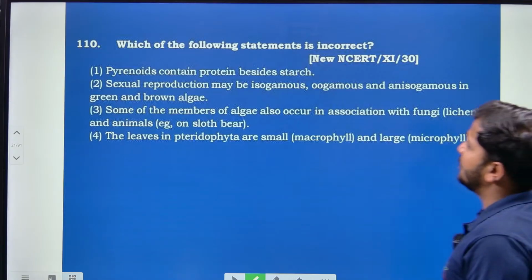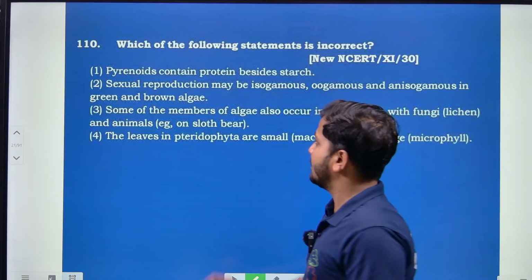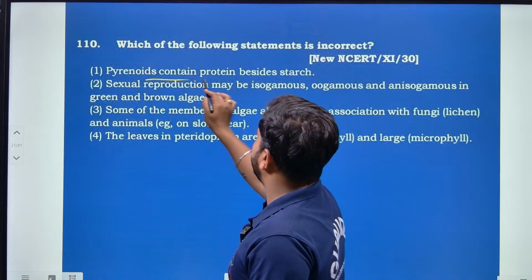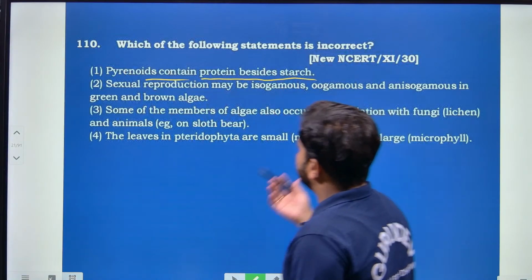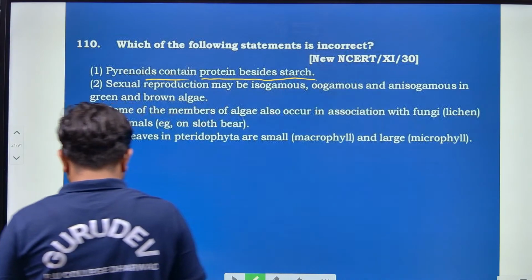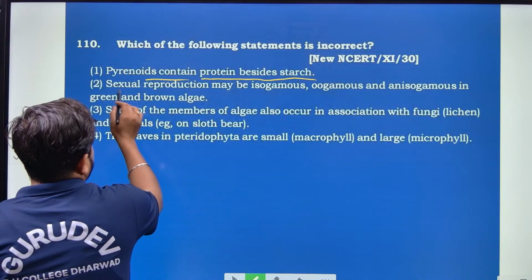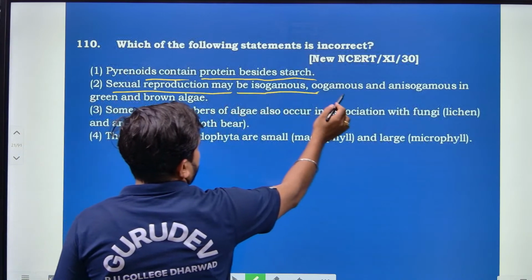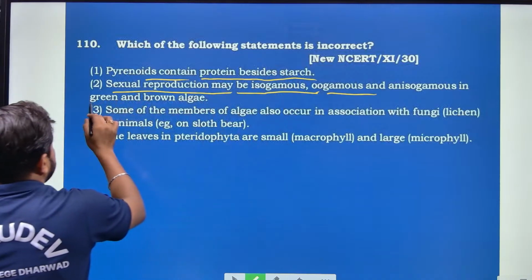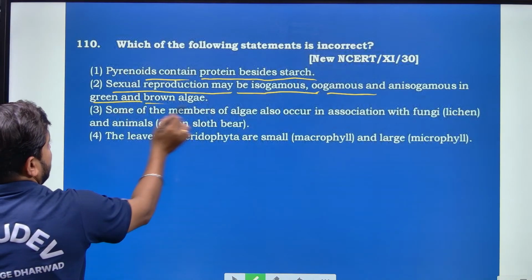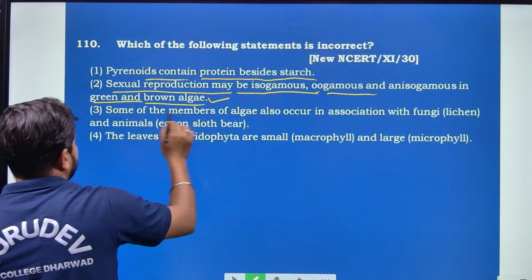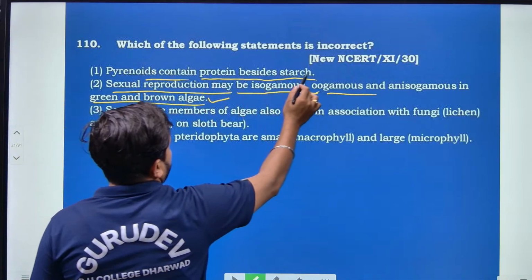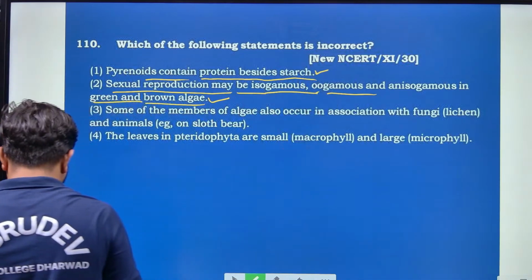Then, which of the following statements is incorrect? Pyrenoids contain protein besides starch. Sexual reproduction may be isogamous, oogamous and anisogamous within green and brown algae. Yes, this is correct. Pyrenoids contain protein besides starch, that is also correct.